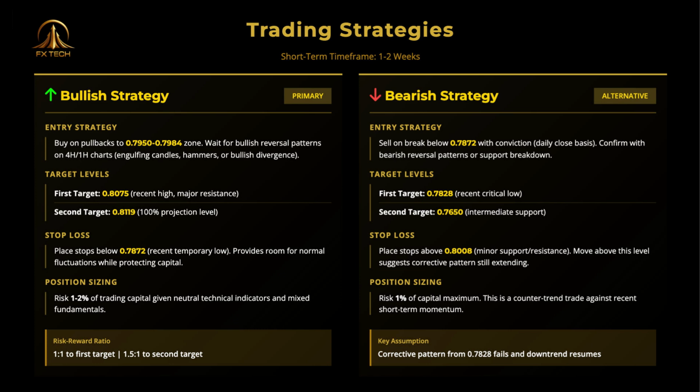The alternative bearish strategy involves selling on a break below 0.7872 with daily close confirmation. Target 0.7828 first, then 0.7650. Place stops above 0.8008, risking a maximum of 1% of capital. This is a counter-trend trade requiring strict discipline and tight risk management.